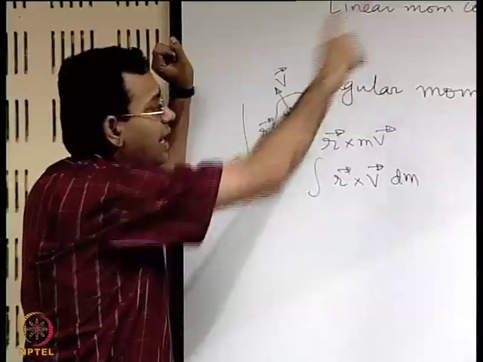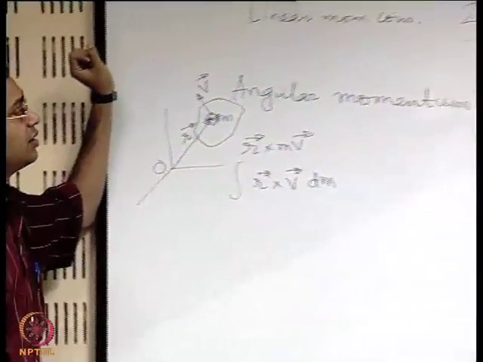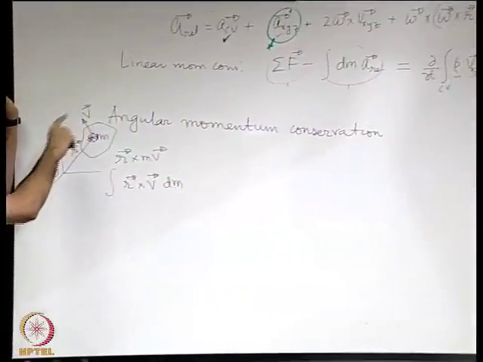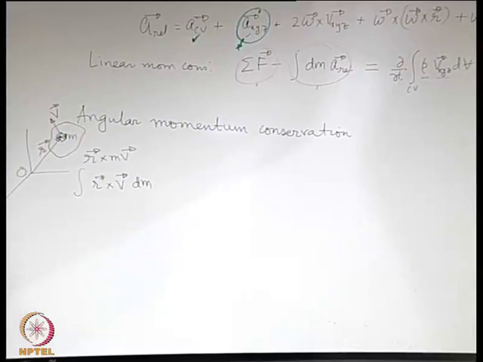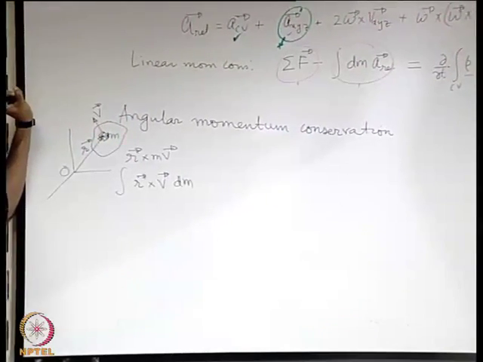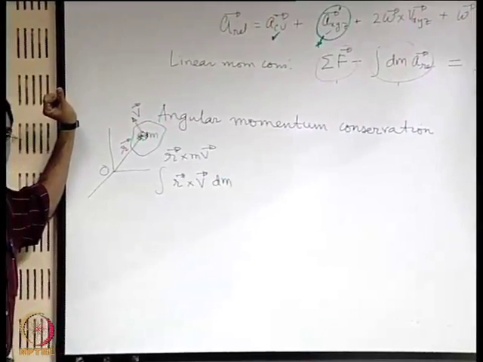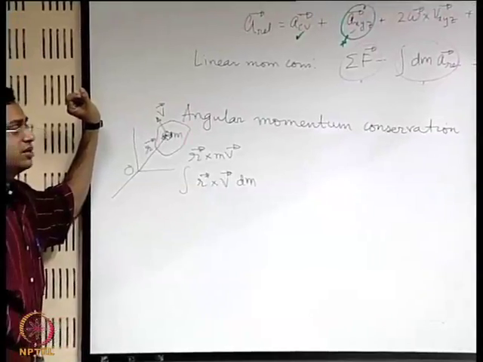Now, how do you write the angular momentum conservation here? So, let us say that we are interested to write the angular momentum conservation in this arbitrarily moving reference frame. It is better to do that because of what?